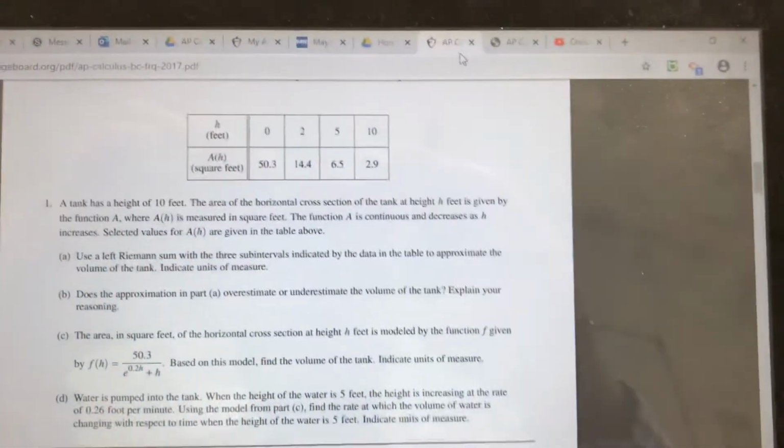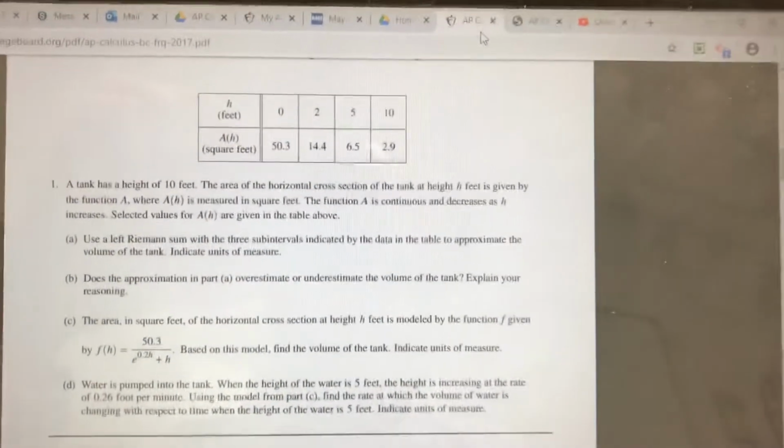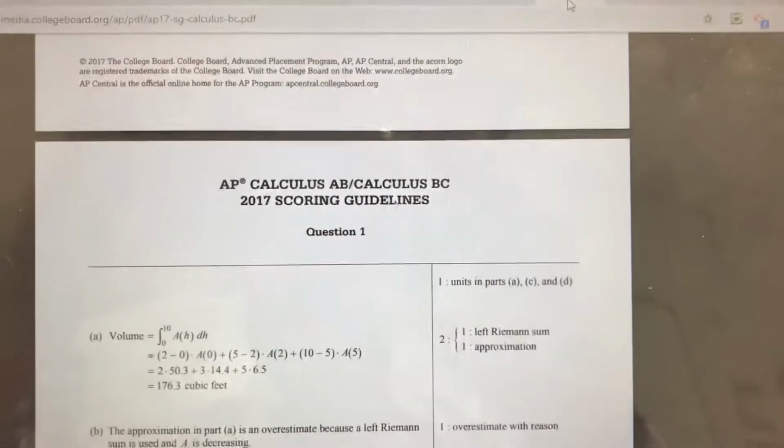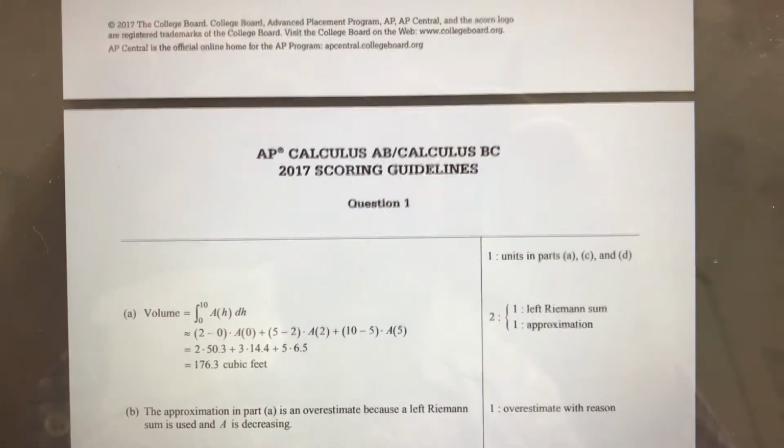Don't say I drew a picture and the rectangle's stuck out above. That may help you remember what the rule is, but to explain it, it's decreasing and it's a left Riemann sum. See those two things there. We only get a point for that one.